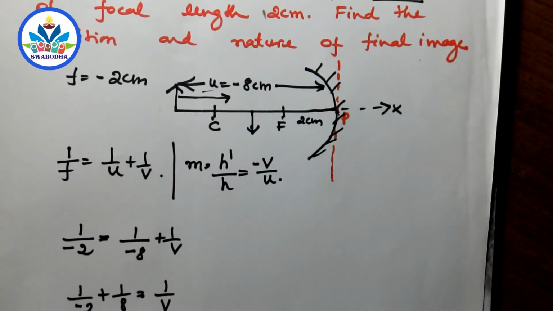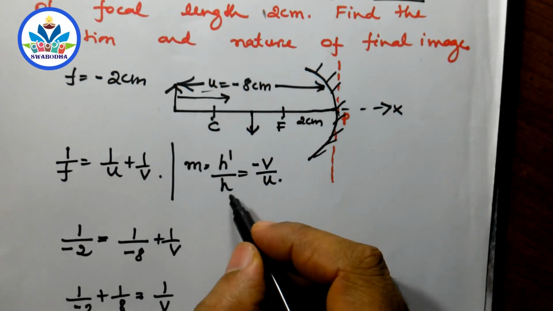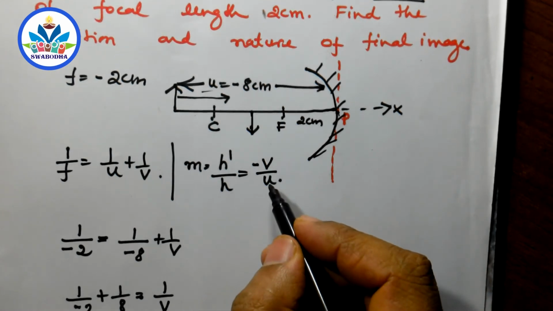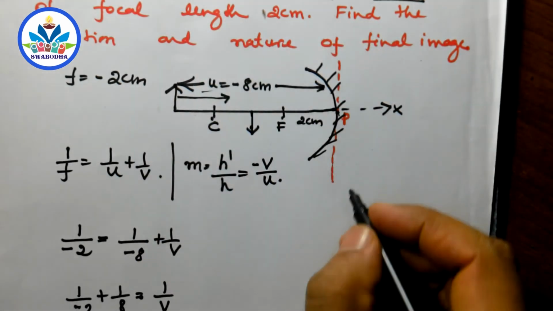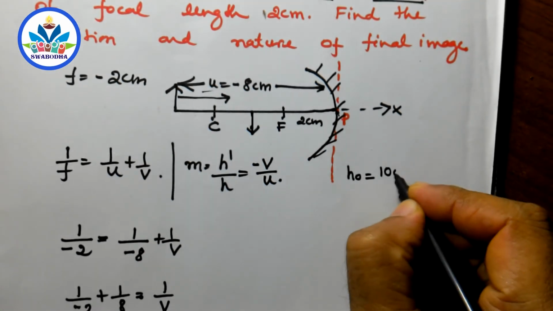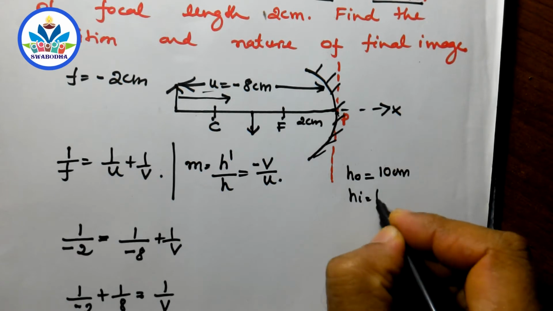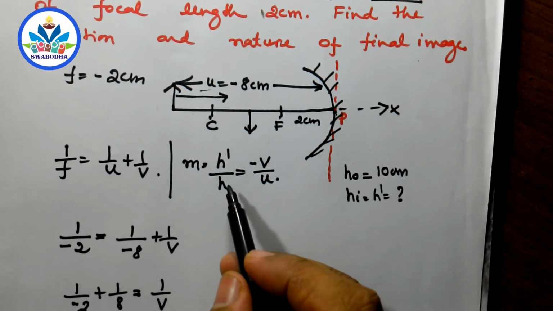Now what is magnification? How do you find out the magnification, sir? Magnification is height of the image by height of the object, or minus V by U. Now suppose in this problem, height of the object is given. Say, I have not given in the problem. Say height of the object is, say some 10 centimeters. What is the height of the image? What do you call H dash in the formula? That's what you have to find out. Okay, we will apply this.